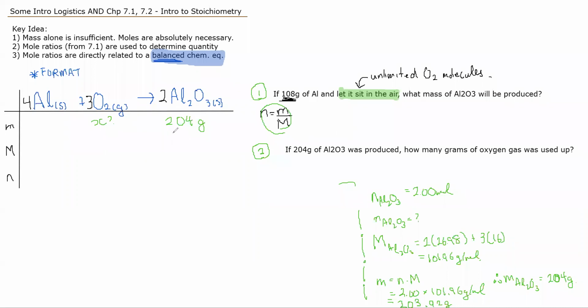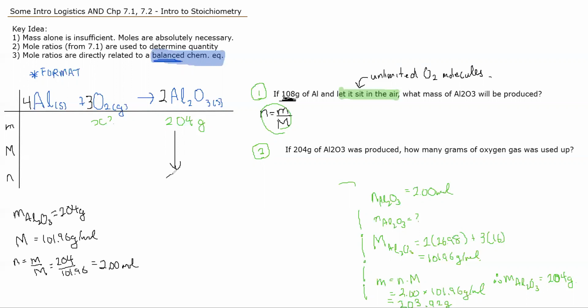First step, I'm going to go ahead and calculate the number of moles. If my mass of aluminum oxide was 204 grams, the molar mass from my previous question is 101.96 grams per mole. What is the number of moles? Well, mass over molar mass, 204 divided by 101.96, and that is going to equal, well, I guess there was no point in me calculating. That was embarrassing. I already know it's going to be 2 moles.